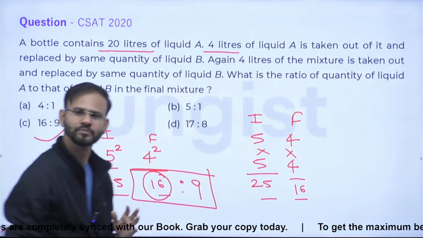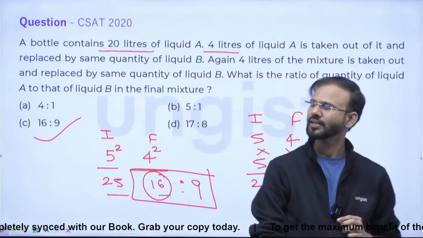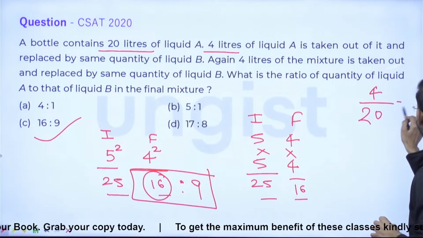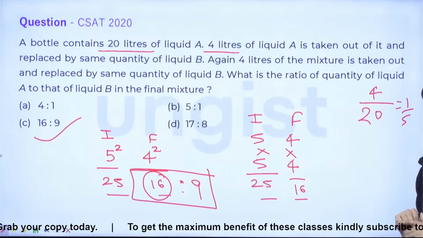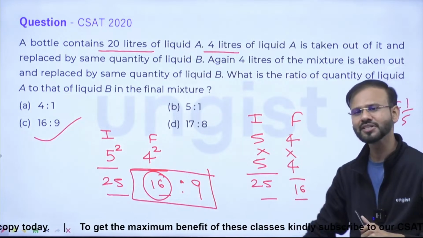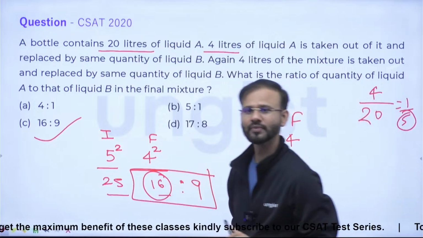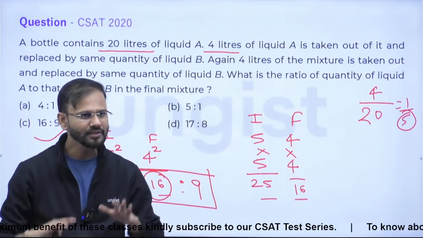So how will we calculate 4 liters to 20 liters? See, like 20, this is 1/5, right? So you are reducing 1/5. So just assume the initial quantity as 5 because the ratio will be 5:4, right? Everybody, it is clear now.